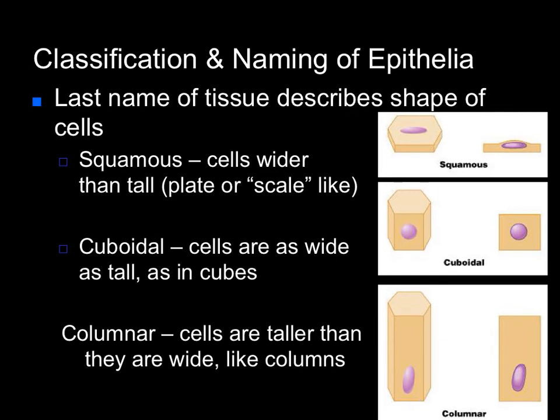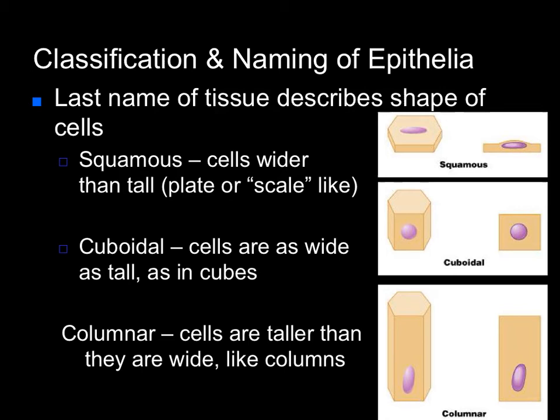There are also, in addition to the simple and stratified, some cell shapes that we need to look for. The first is called squamous. These cells, in my opinion, look more like irregular cells. They are my fried egg cells, as I like to say. They have the shape of almost like a fried egg. They also tend to look like scales.